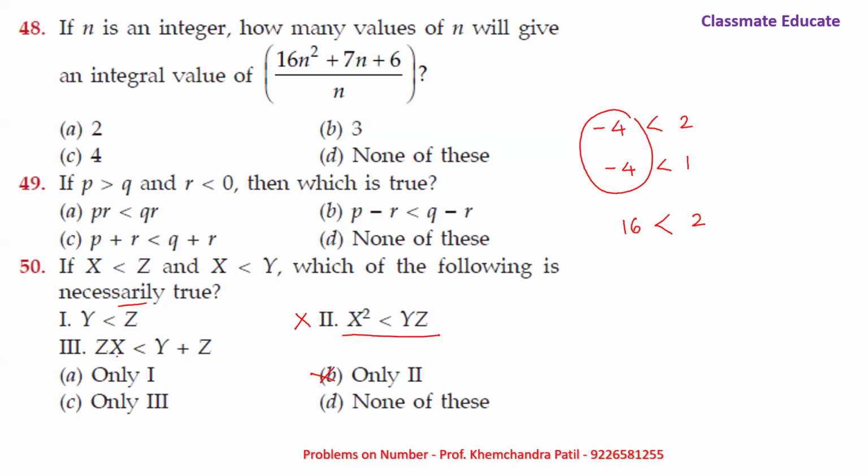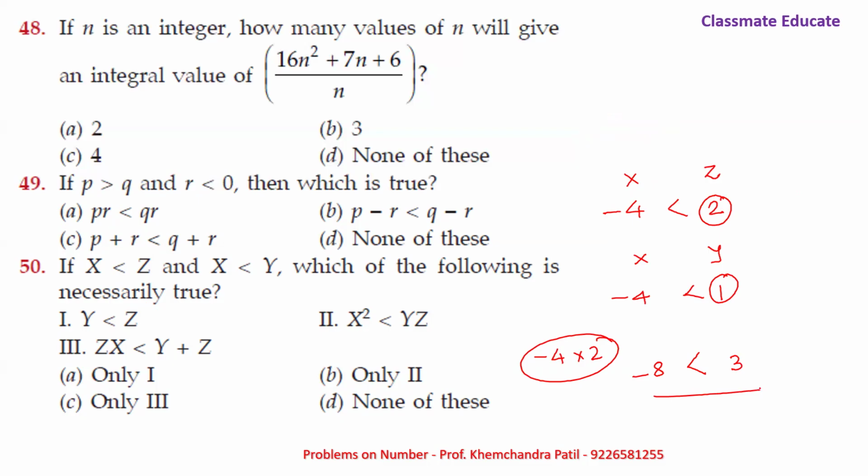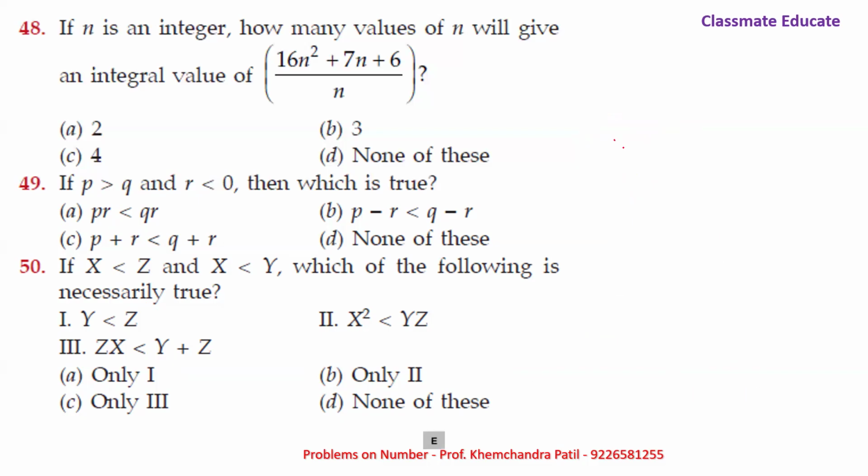Now what they are saying, Z into X is less than Y plus Z. Okay, so if you are taking this particular situation, minus 4 is less than 2, so this is X and Z I have taken, and for X and Y we take minus 4 is less than 1, then minus 4 multiplied by 2 will be equal to minus 8. Minus 8 is less than 2 plus 1, that is equal to 3. Minus 8 is less than 3. This is correct. Let us take another situation.